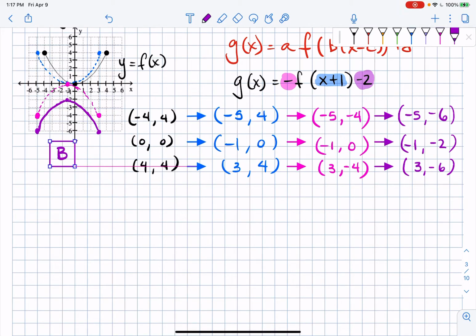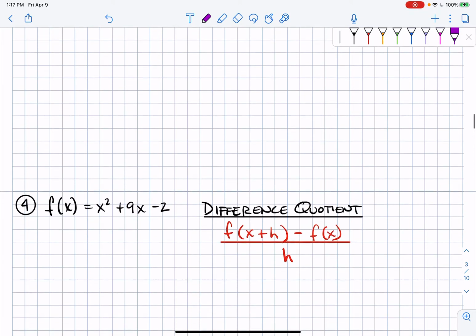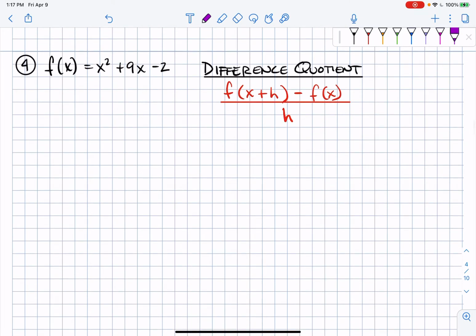And there you go. All right. On to number 4, the difference quotient. So in other words, I got to find f of x plus h minus f of x all over h. Okay. So let's go ahead and now let's just stay with that.